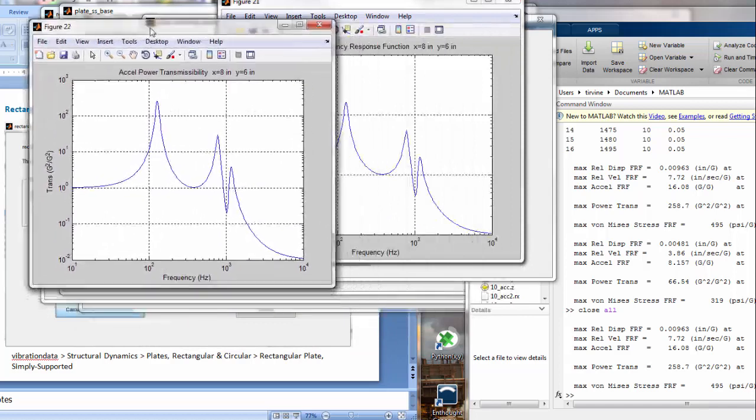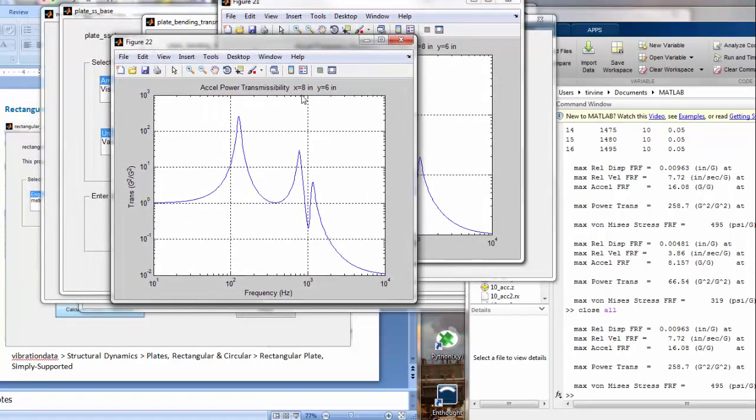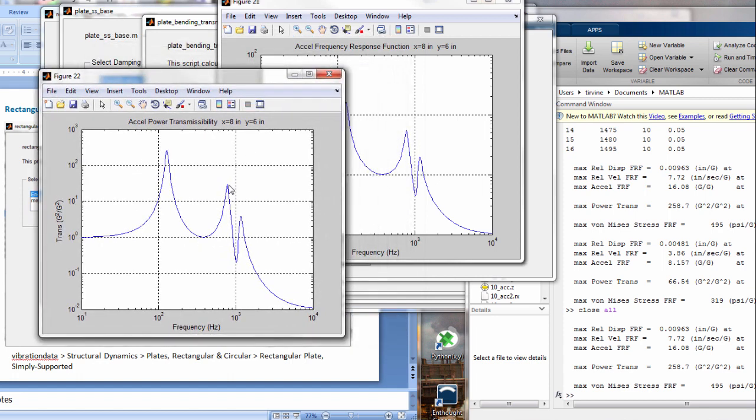Okay, here's the acceleration power transmissibility at the center of the plate. This is actually G square out divided by G square in versus frequency in hertz. The 128 hertz spectral peak for the fundamental mode is very prominent. And this higher mode here is also contributing to the overall response. And this will become particularly important, these higher modes, when we do a pyrotechnic simulation of base input.